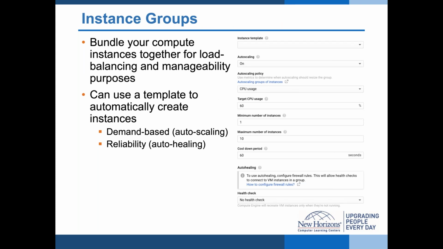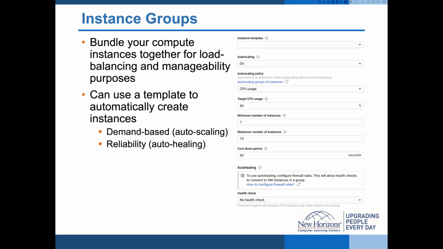Use a template to automatically create the instances, and then you can do what's called demand-based auto scaling, and you can specify limits. For example, say the maximum number of instances is 10, minimum is 1, so we'll scale up to 10. And that way you can put a cap, for example, on your cost if that's an issue for you, and so on. Instance groups also address reliability issues. If one of your instances goes down, auto healing will bring up a new instance to take its place.